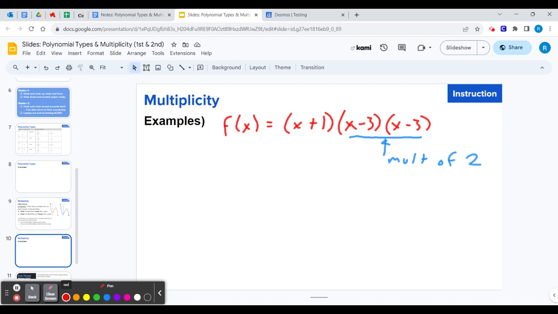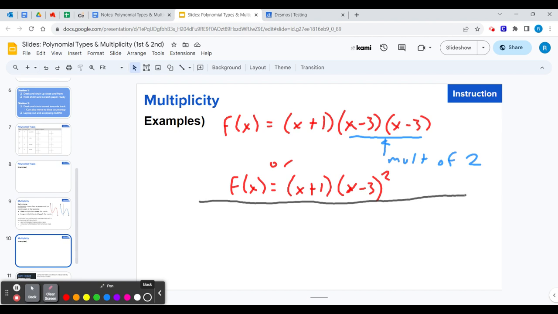Okay, and another way we can write that, which is a little more shorthand, we can go x plus 1 times x minus 3 to the second power. Notice how instead of writing x minus 3 twice, we wrote it as x minus 3 with an exponent. We're taking that whole thing, x minus 3, and we're timesing it twice. Let's see why that might come in handy.